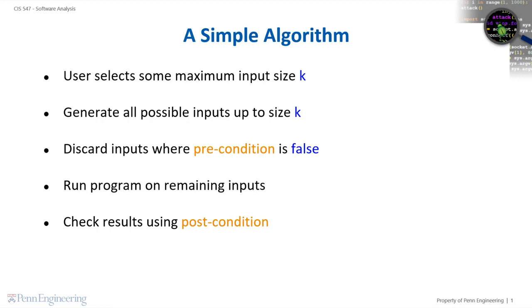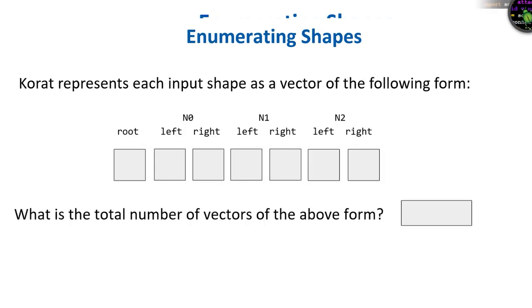After all, how hard could it be to generate all binary trees with, say, 3 nodes? Why don't you take a shot at this question? Suppose we want to count how many possible shapes we could create by filling in the cells of a candidate vector. How many different candidate vectors are there? Fill in your answer in the box at the bottom.